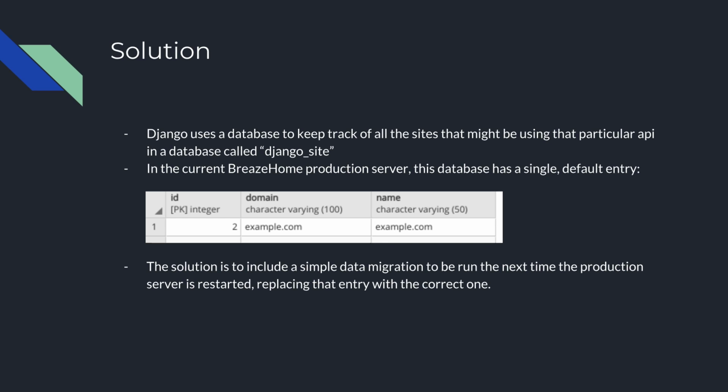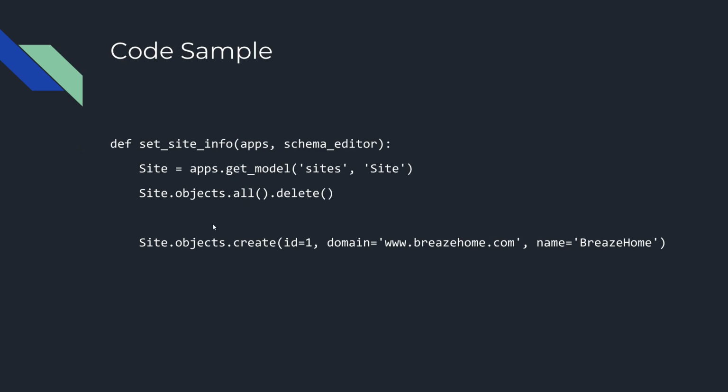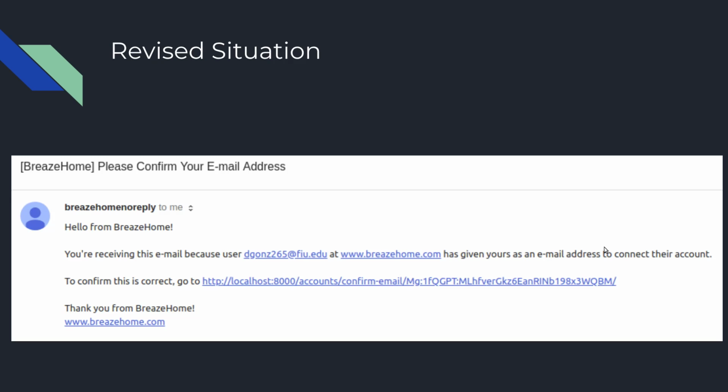So some of this, what I call static database information, is reflected in the code base. Here's a code sample. Really, all it is: load the particular database, delete the existing bad entries, and replace it with the correct one, with the correct domain and the correct stylized name.